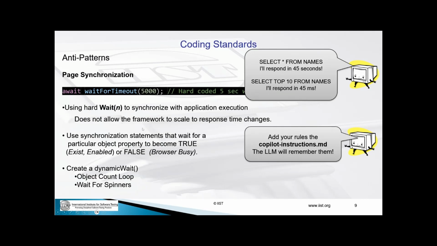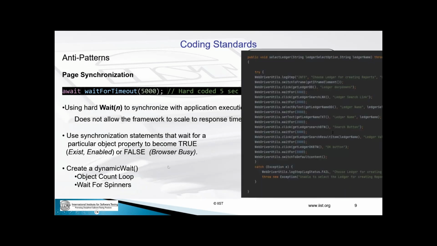So what we'll also talk about in the session is how to build a dynamic wait that will be built into our click, and our click will be able to take a straight-up string rather than a page object model. All of these are interconnected. So what we're going to start off with is to create a dynamic wait function, which includes an object count loop and a wait for spinners.